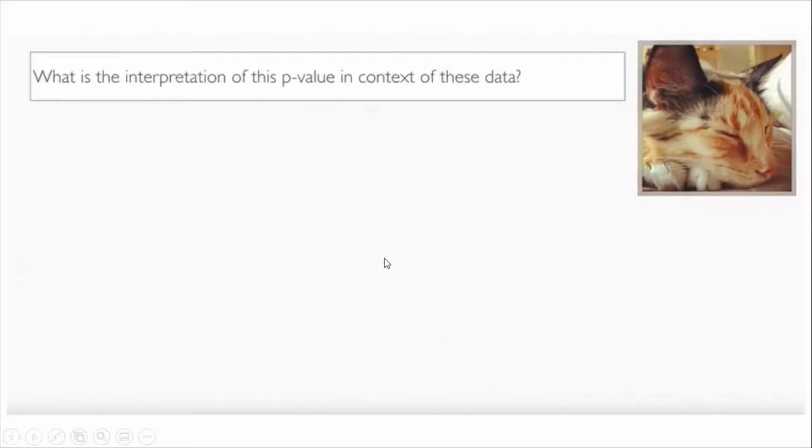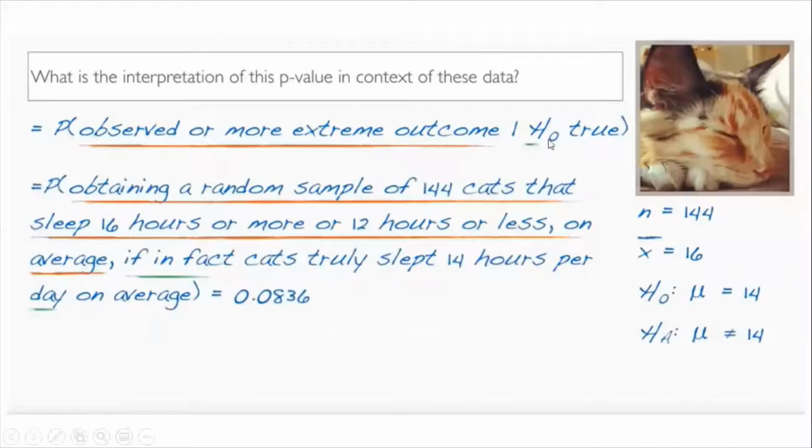So we say that, given the null hypothesis is true, our observed outcome, what is our observed outcome? That is the probability of obtaining a random sample of 144 cats that sleep 16 hours or more, or 12 hours or less on average, if in fact cats truly slept 14 hours per day on average. If you expand it, it's a little bit confusing, so you can summarize this.